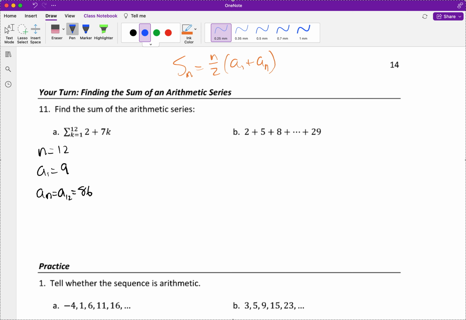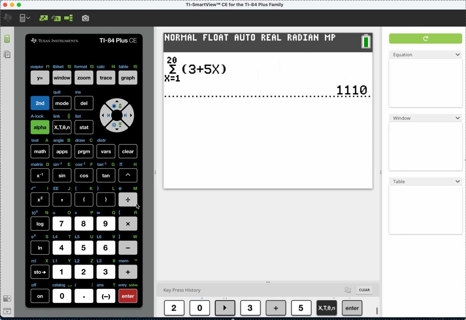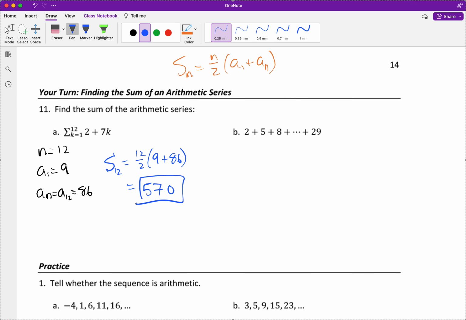Alrighty, so let's plug it into the formula now. So I do S12 for the first 12 terms. I'm going to do 12 over 2 times 9 plus 86. That's going to be 6 times something. I don't know, I can't do that math in my head. But I do know that that equals 570 when it's all said and done. So this summation equals 570. When it's in this form, remember that you could jump into the calculator and double check it if you really wanted to.